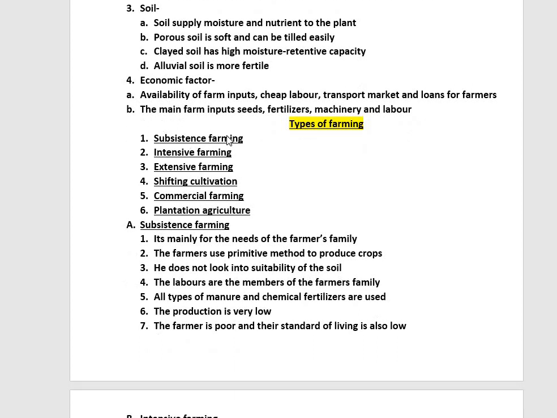Now, on the basis of farming, there are at least 6 types of farming.